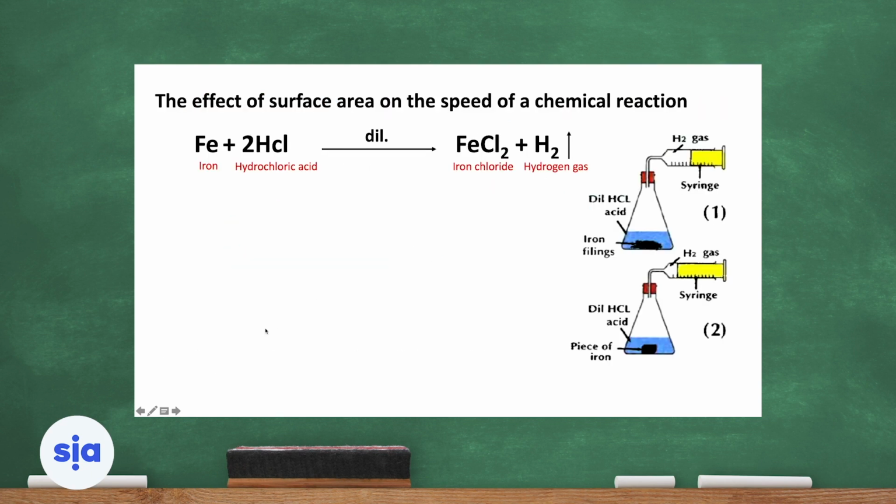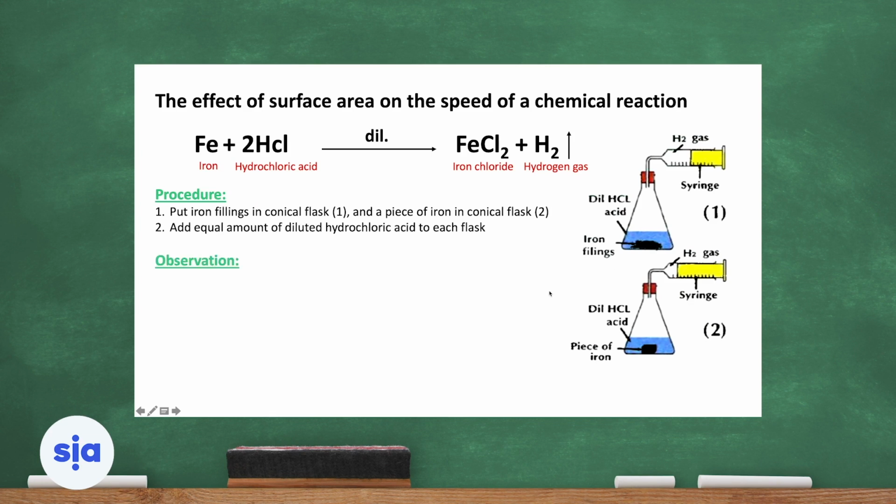Let's see an example for the effect of surface area on the speed of a chemical reaction. By putting iron in hydrochloric acid, producing iron chloride and hydrogen gas. This is the procedure. In this flask, we will put iron fillings, this black iron fillings, and a piece of iron in conical flask 2. So flask 1 contains iron fillings. Iron fillings means iron powder, something like a powder.